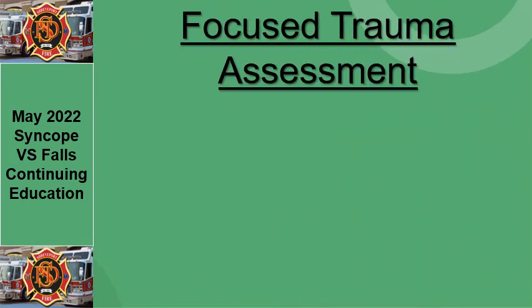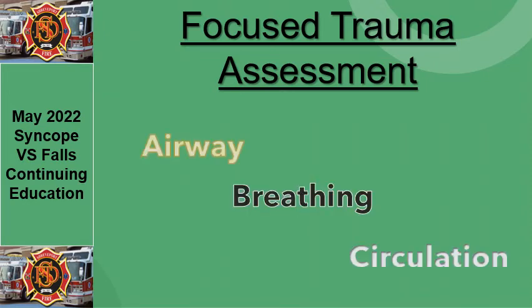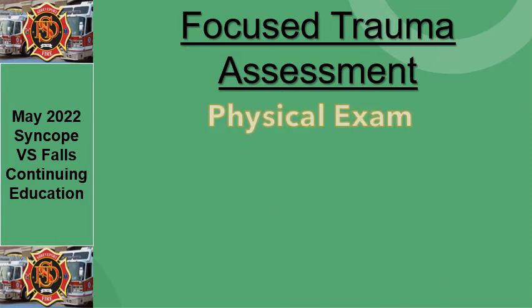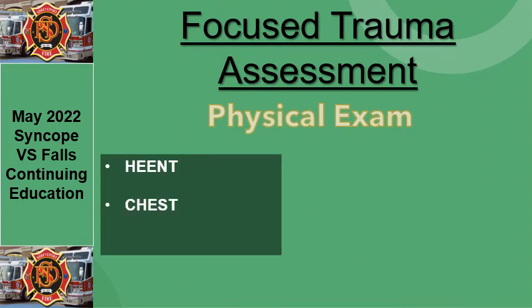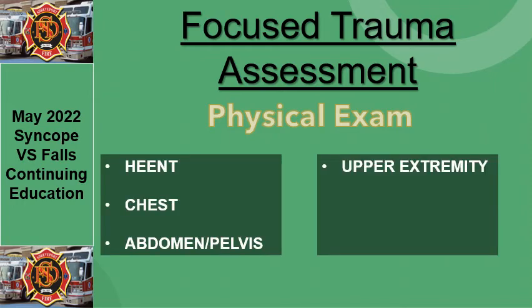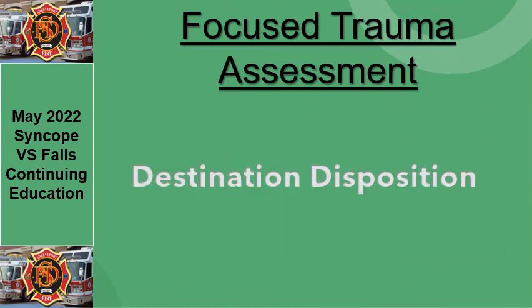So again, our focused trauma assessment, what do we start with? Airway, breathing, circulation. Listen, look, feel, everything's good. His vital signs are stable. Talking about our physical exam: head, ears, eyes, nose, and throat, chest, abdomen, pelvis, feeling that rock if he has any. Upper extremities, everything's good. Lower extremities, like I said, work that knee, and then check his back to make sure he doesn't have any pain on his spine. Destination, disposition, we talked about. Well, I think Mr. Snyder will probably live just fine at home.